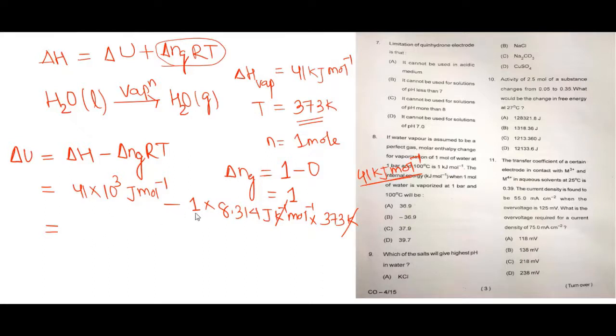When we solve all the calculation, we finally get the answer of del U equal to 37.9041, 37.904 kilojoule per mole. So this is the correct answer. Option C is the correct answer.